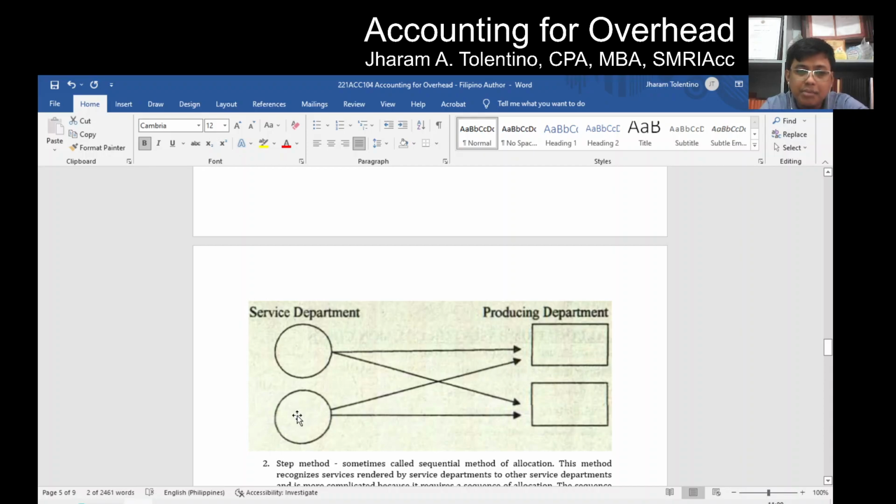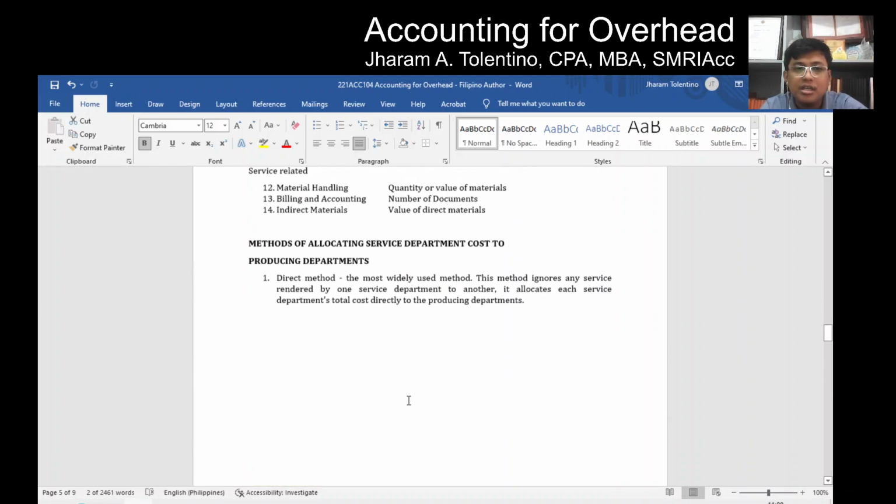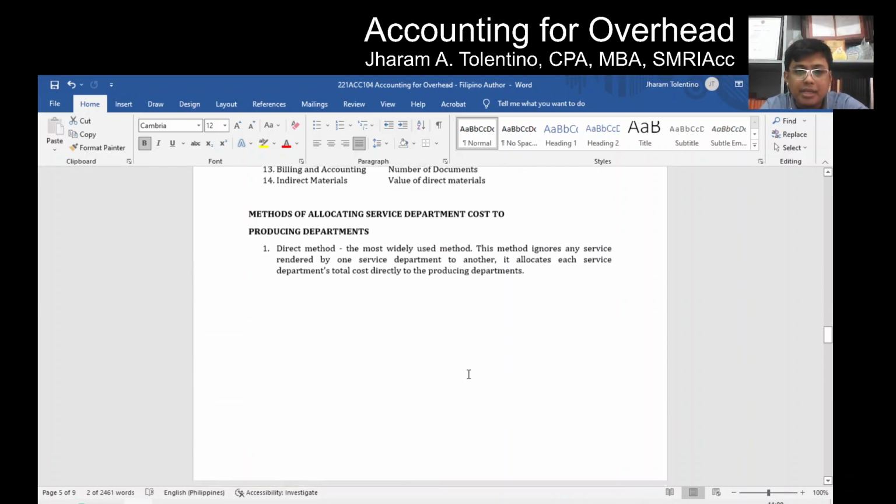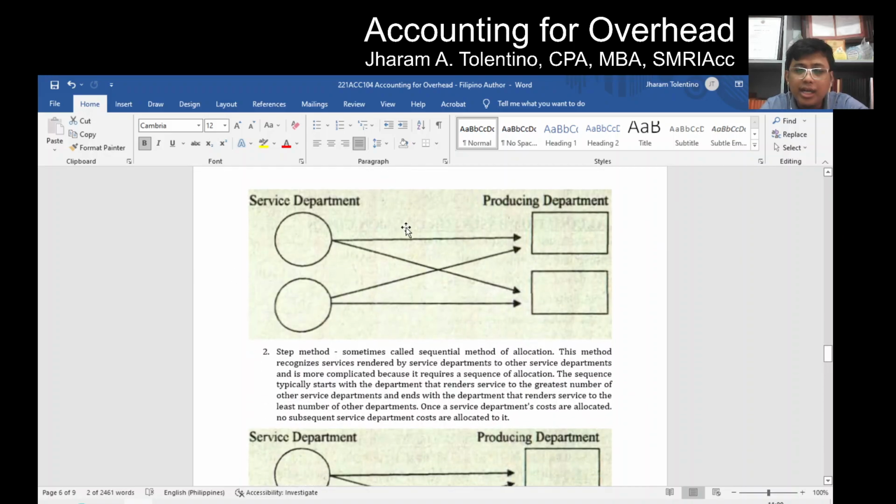Although, halimbawa, sa maintenance, nagbibigay siya ng service kay HR department, naglilinis siya, hindi siya mag-charge dito ng services or cost niya. Dito lang sa producing department. That is under direct. Walang ina-acknowledge na back services or services to other service department.